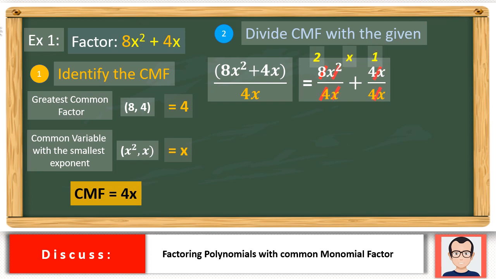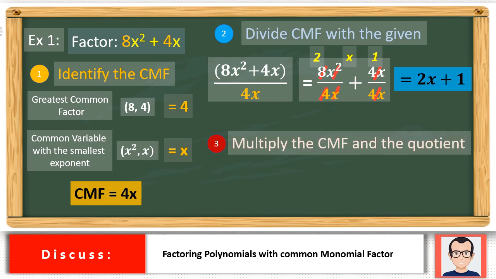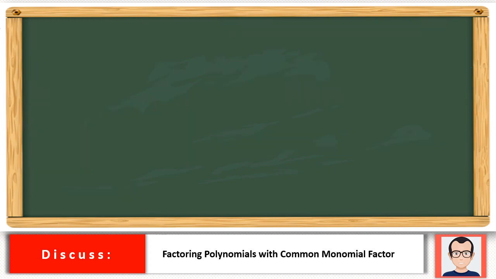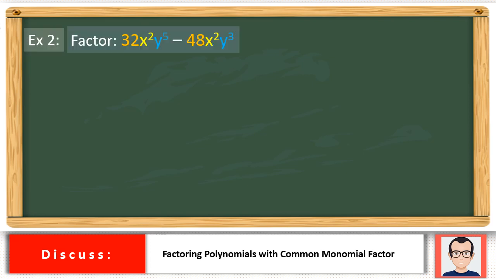We work on it by regrouping, and then we simplify like terms accordingly. Our quotient will be equal to 2x plus 1. For our last step, we combine by multiplying the common monomial factor and the quotient derived. Our final answer will be the product of 4x and 2x plus 1. Alright, we're done with the first. Let's try another one.